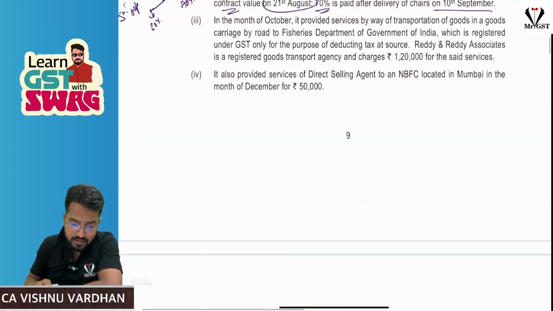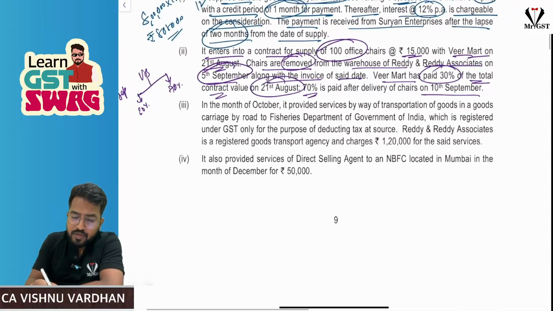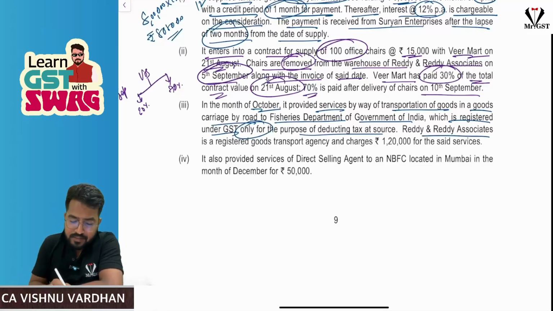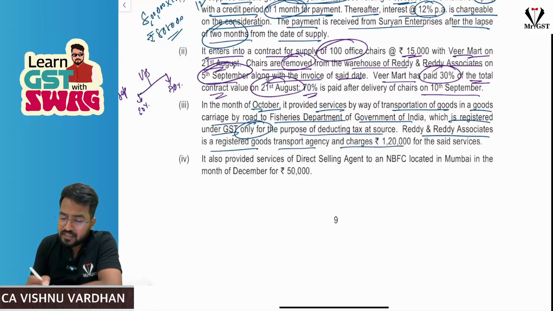Next, in the month of October, provided services by way of transporting the goods in a goods carriage by road to Fisheries Department of Government of India, which is registered under GST only for the purpose of deducting tax at source. Reddy and Reddy Associates is registered GTA and charges 1,20,000 for the said service.